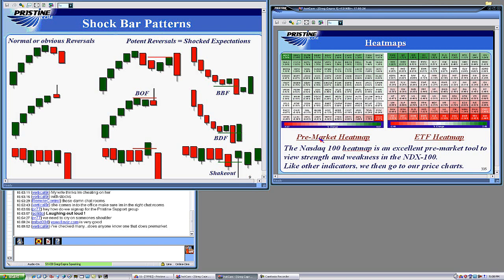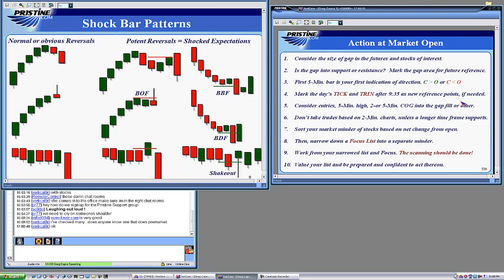Well, that slide that I'm showing you, if you go to the NASDAQ site and find this pre-market heat map, it's sorting the NASDAQ 100. At the open, look at the size of the gap. Is it gapping up into support? Actually down to support. Is it gapping up into resistance? Mark that gap area for future reference. It may or may not get filled on that day.